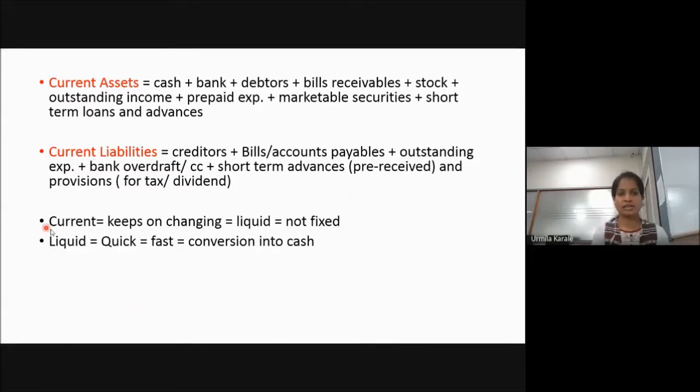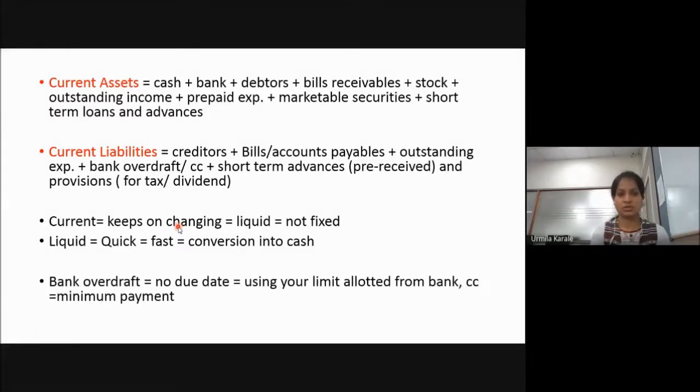So when we say current, we are talking about the assets which keep on changing, which are not fixed in nature. And when we talk about liquid, we talk about the assets which are fastly convertible into cash. For overdraft, since there is no due date, and for cash credit, where only the minimum payment is also fine, that is the reason why we don't consider these two in the immediate liabilities, right?